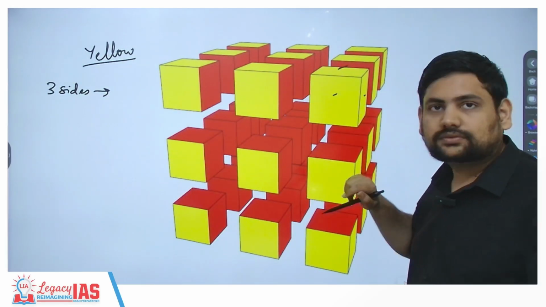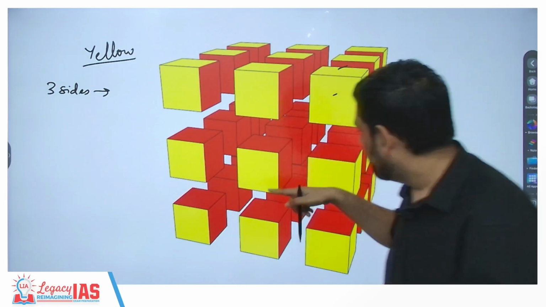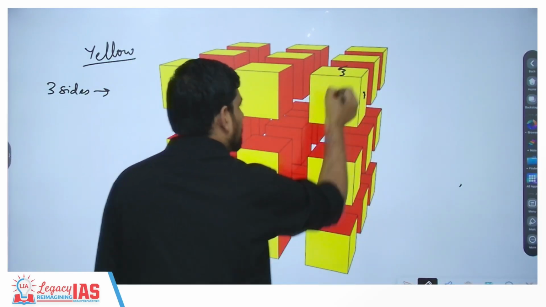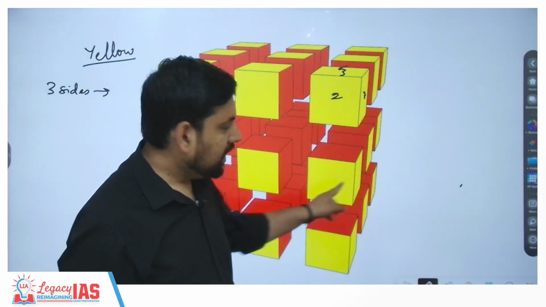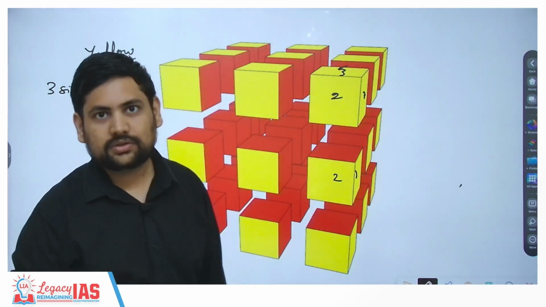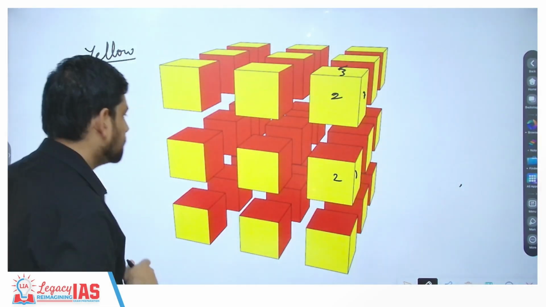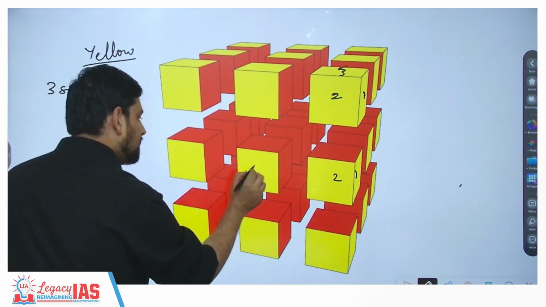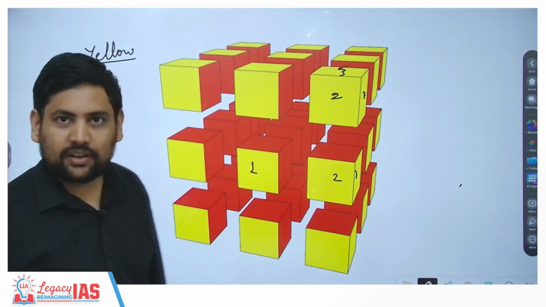Now similarly, if you see this one, how many sides? This is 1, 2, 3. Three sides are colored yellow. Here if you see 1 and 2, two sides are colored yellow, correct? So these are cubes which have two sides colored yellow. Now can you see this one? Only one side is colored yellow, correct?